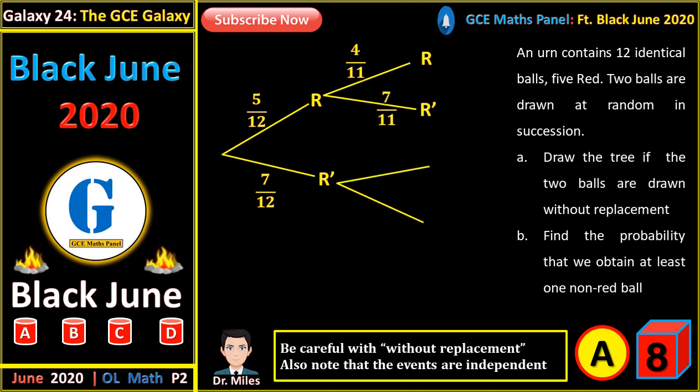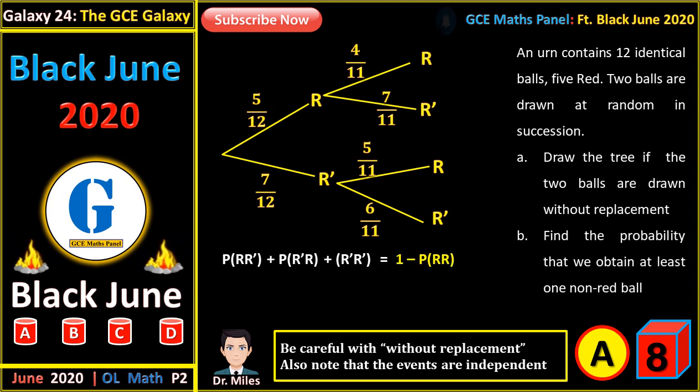Now, if the first ball is not red, then you can equally have this. If the first ball is not red, for the second draw, we will still have our 5 red balls on 11. And if the first is not red, you are left now with how many non-red balls? 6 on 11. Note that for any pair of branches, when you add them, the value must be equal to 1. So the tree is complete.